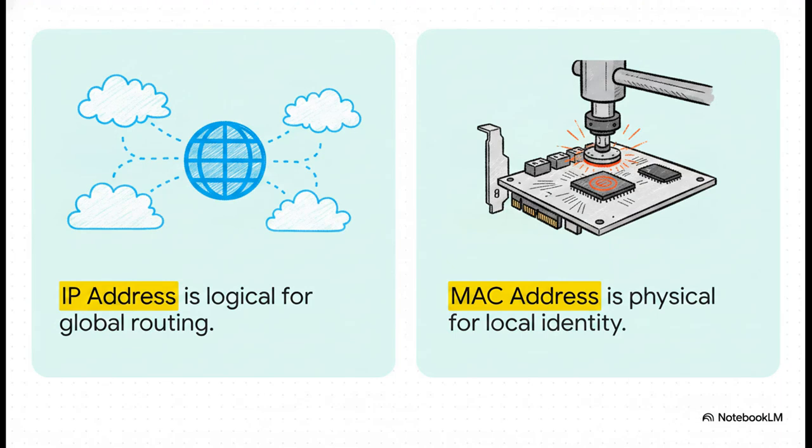Now listen up, because professors absolutely love to trap students with this next concept, confusing IP addresses with MAC addresses. Let's clear this up once and for all. An IP address is logical. It lives higher up at the internet layer, and it's used to route your data globally across entirely different networks. It actually changes depending on what network you connect to. A MAC address, though, that is physical. It's permanently burned right into your device's network card at the factory. It is your device's unchanging physical identity on the local network.